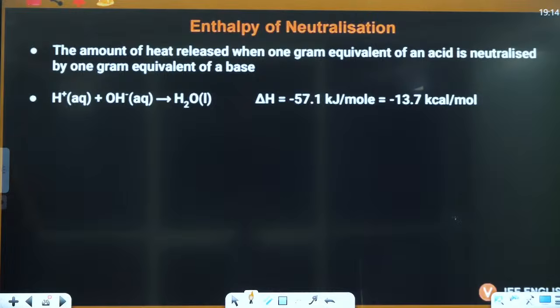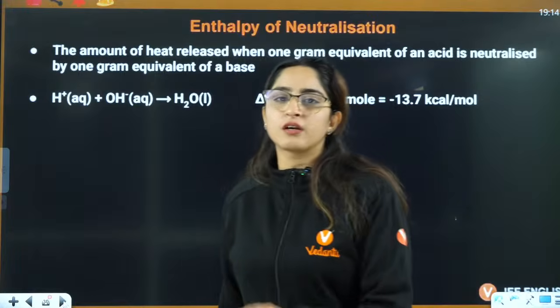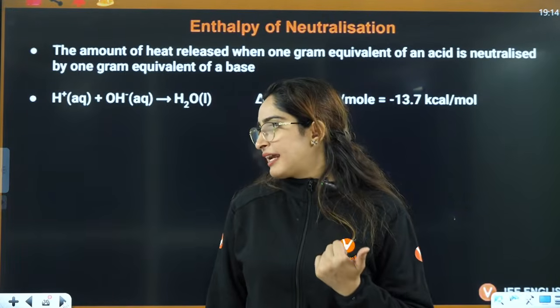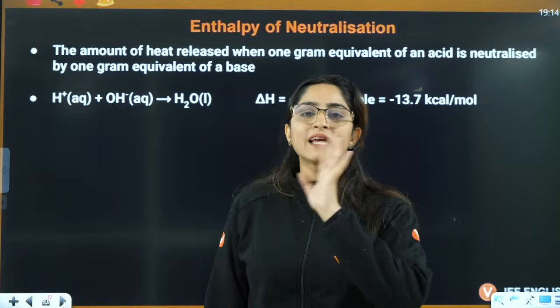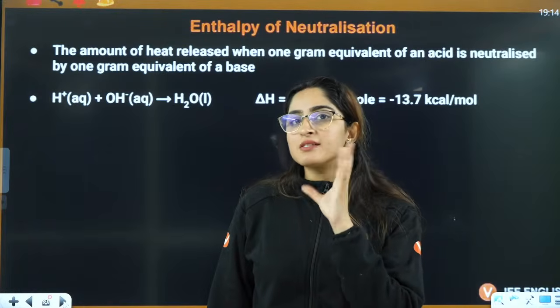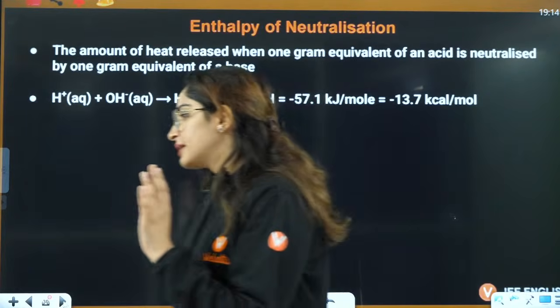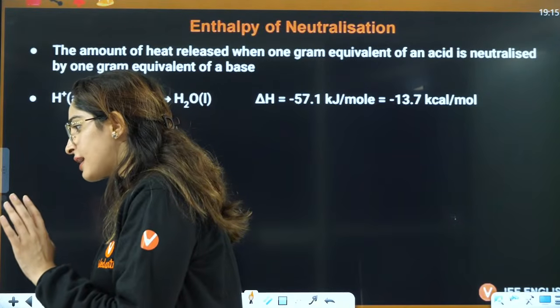Which thing do you want me to repeat? Tell me. What is temperature? You can take any temperature. It's not like it's just by convention we take it as 298, but you can take any temperature. Temperature standard is not defined, but pressure is defined and concentration is defined. Pressure will be 1 bar, concentration will be 1 molar. That is defined.